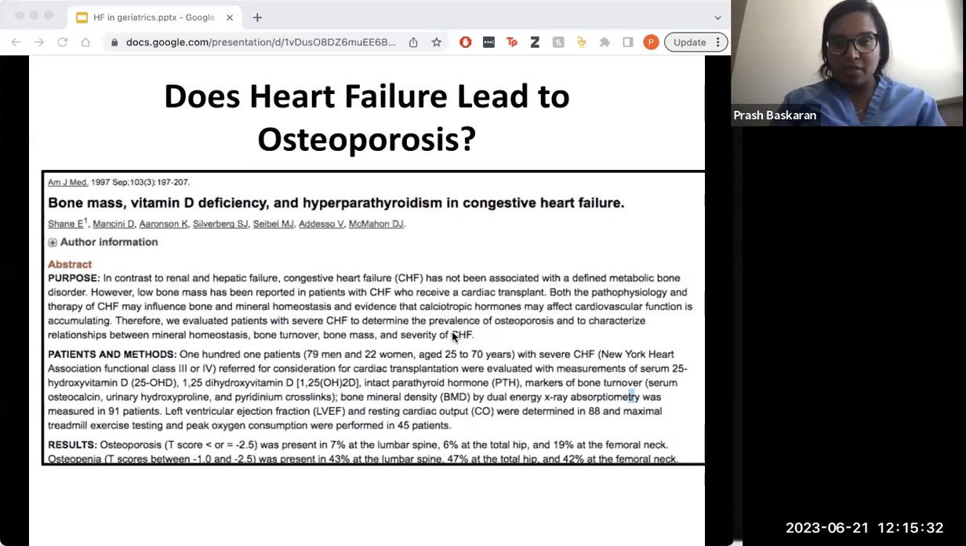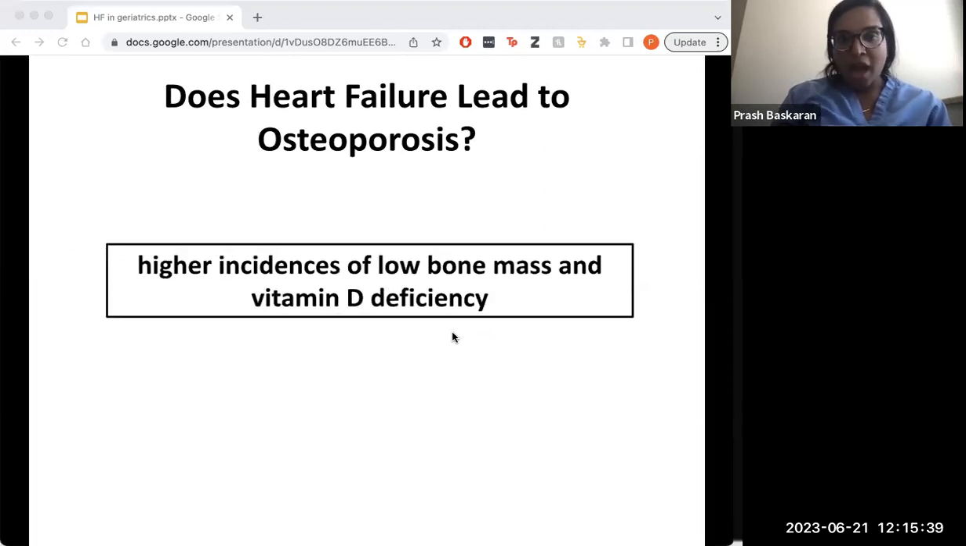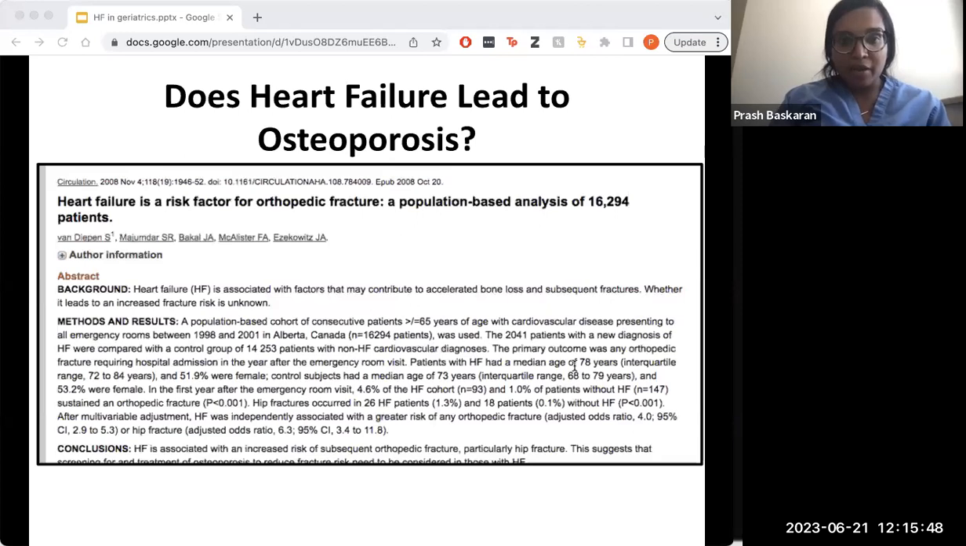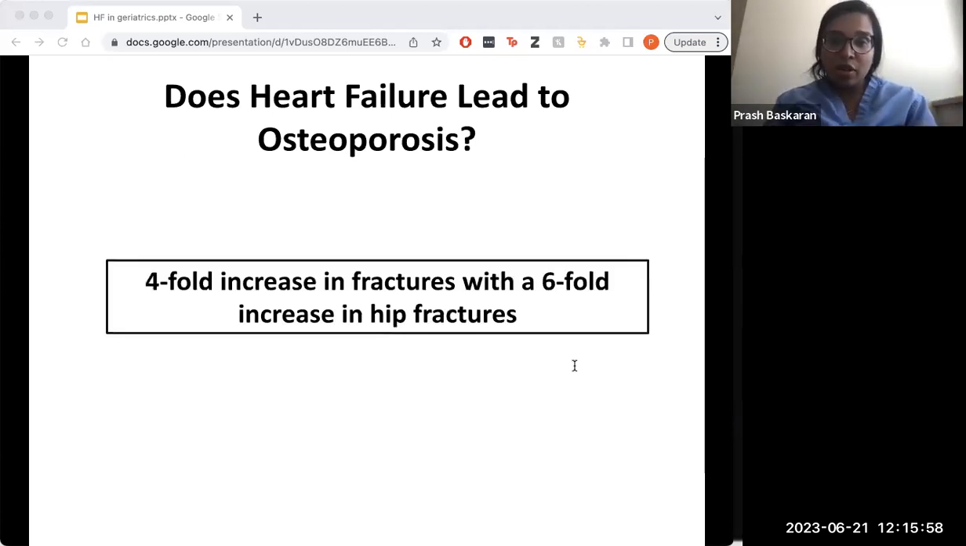Essentially, the takeaway from this study was that osteoporosis and osteopenia were more prevalent in the heart failure population, with higher incidences of low bone mass and vitamin D deficiency. And then this study, which actually looked at orthopedic fracture patients, showed that in over 16,000 plus patients, heart failure had a 4 times risk of a fracture in those patients, as well as a 6 times risk in hip fractures than their cohorts that didn't have heart failure.